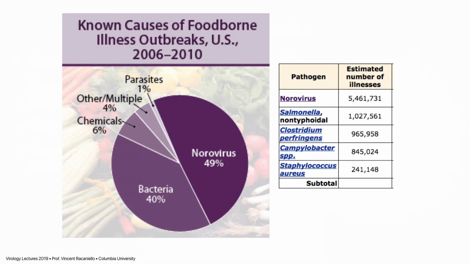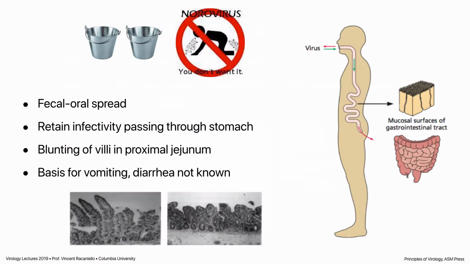So here is a breakdown of, it's an old slide, known causes of foodborne illness in the US. You can see norovirus 50%, bacteria 40%, and then some other causes, parasites, chemicals, etc. So norovirus is the top cause. And before we knew about norovirus, we thought it was all bacterial gastroenteritis. But then we saw virus particles in the diarrhea of people with this, and that led to their discovery.